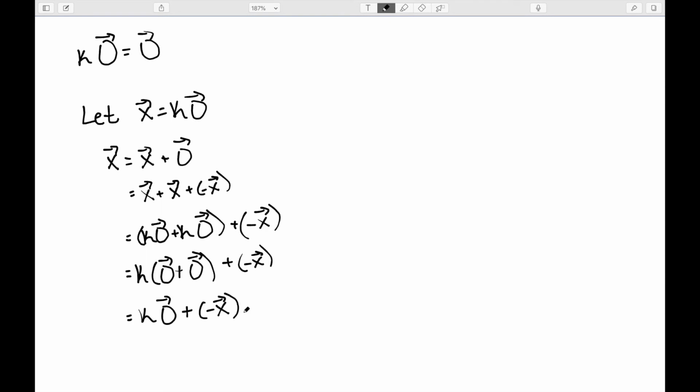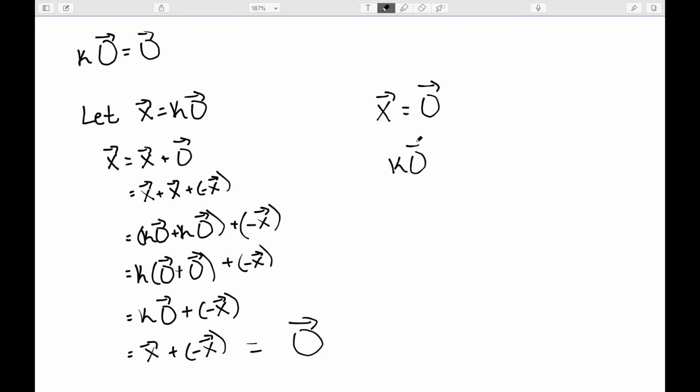We know that 0 plus 0 is 0, so now I have k times 0 plus negative x. k times 0 is by definition x, and now this is just x plus negative x, which we know is equal to 0. So now I have that x is equal to the 0 vector, which tells me that k times the 0 vector is equal to the 0 vector. So multiplying any scalar by the 0 vector will result in the 0 vector.